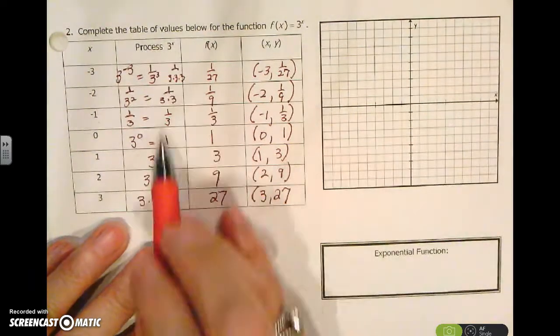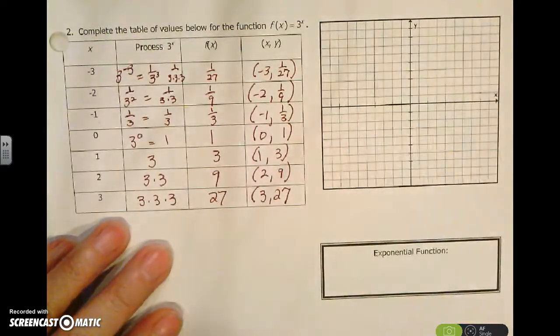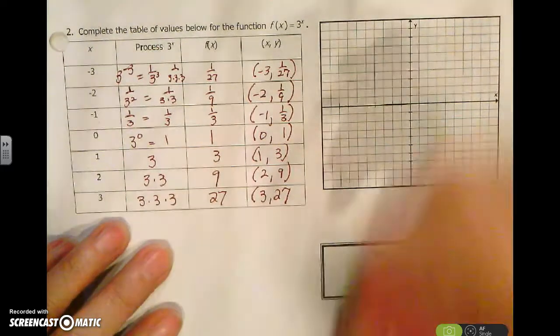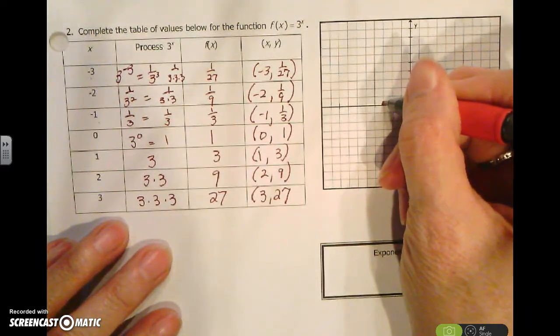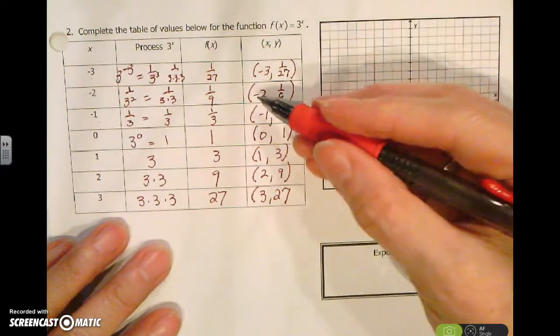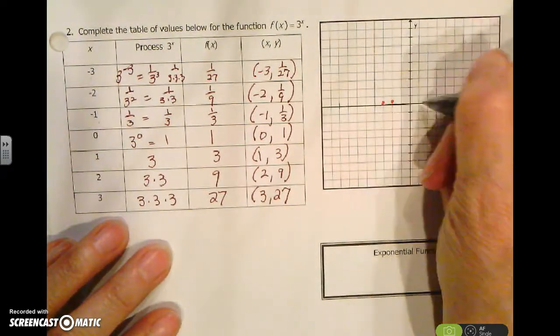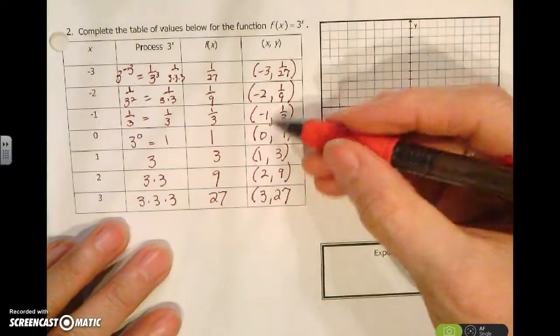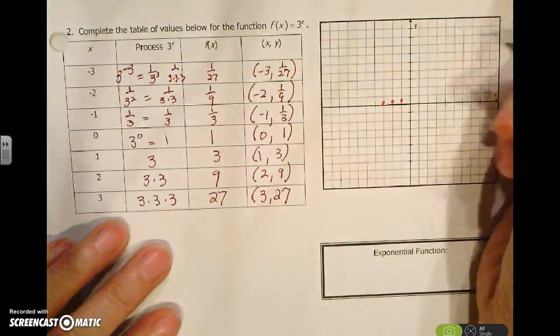Okay, so now let's graph our table here, our ordered pairs. So we have -3, and then 1/27, so -3. And of course, 1/27 is just barely above the line. -2, 1/9, not much more above the line, above our x-axis. -1, 1/3, it's up a little bit more.